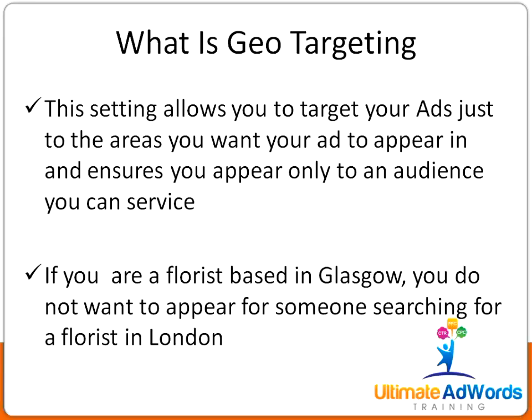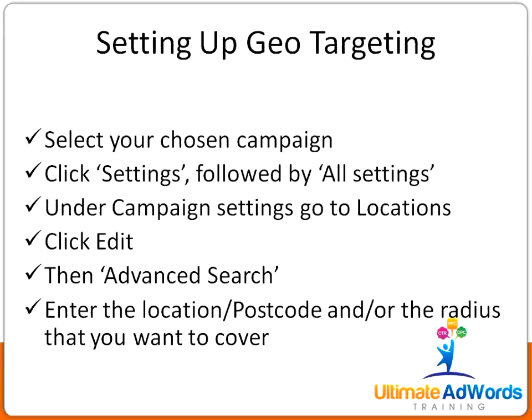So what is Geo Targeting? Geo Targeting is a setting that allows you to target your ads just to the geographical areas that you want your ad to appear in, and ensures you only appear to an audience that you can actually service. So if you were a florist based in Glasgow, you wouldn't want to appear for someone searching for a florist in London, as an example. And this would save you an awful lot of budget in wasted clicks.